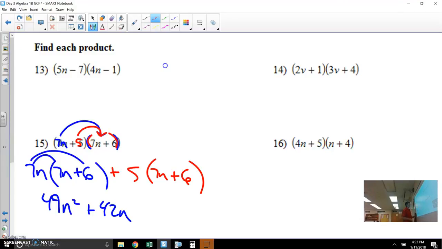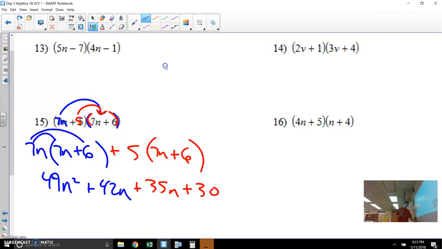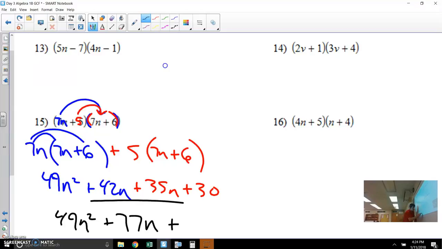Like I said, once you've done this a lot, like I have and other students have, you don't necessarily have to set it up all the time. But at first, it's good to see how that's working. That's 35n, and that's 30. I'm going to scroll down a little so I can get more room. A lot of times, you really need to look for this right here. This is 49n squared. But in the middle, 42 plus 35, 4 plus 3 is 7, and 2 plus 5 is 7. So those combine to give you 77n.